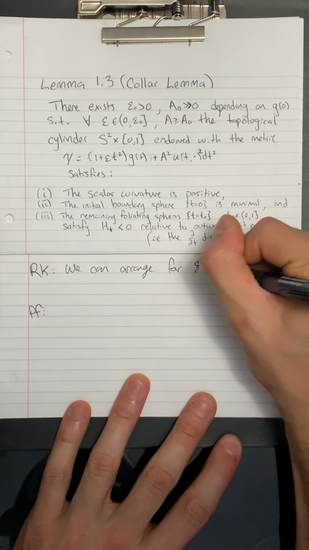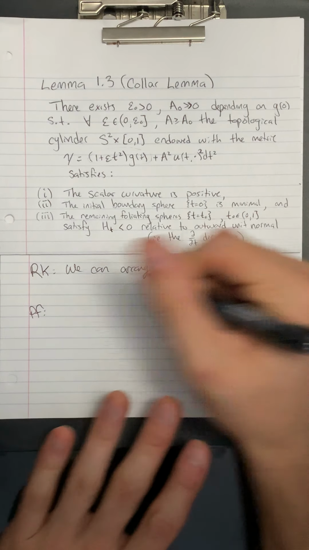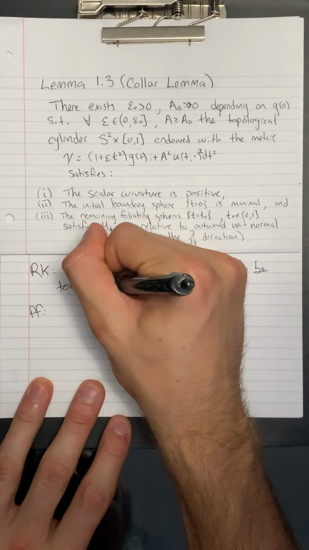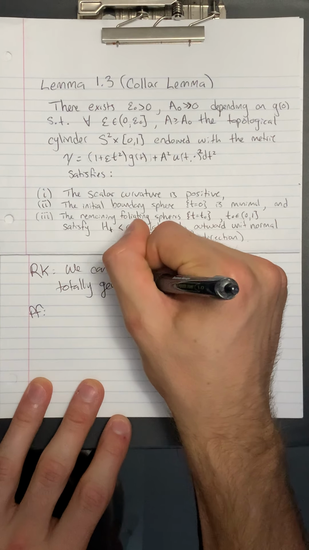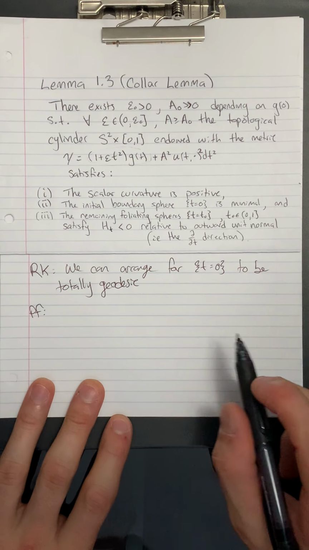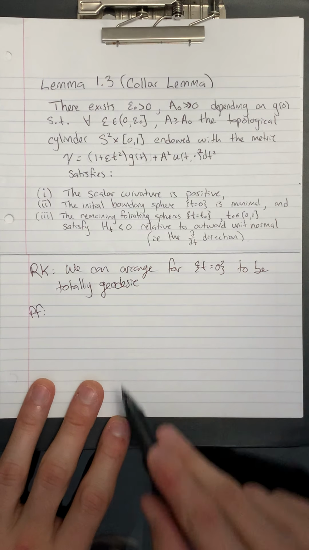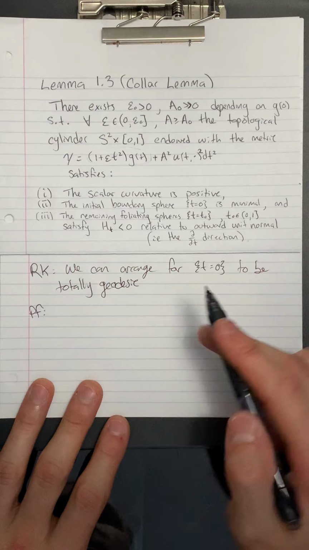One remark before we begin: we can arrange for the initial boundary sphere t equals 0 to be totally geodesic. This has some physical interpretation as well. I forget exactly what those interpretations are, but I'm sure I'll mention that later in this presentation.